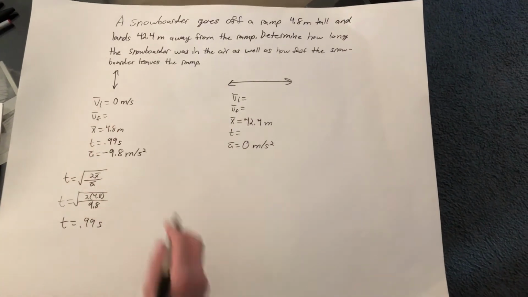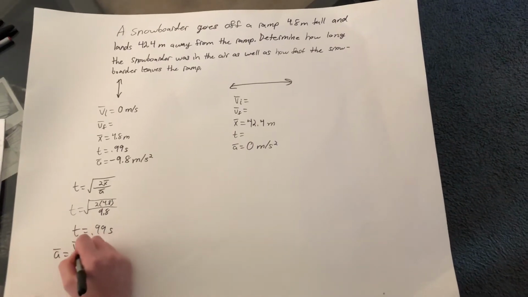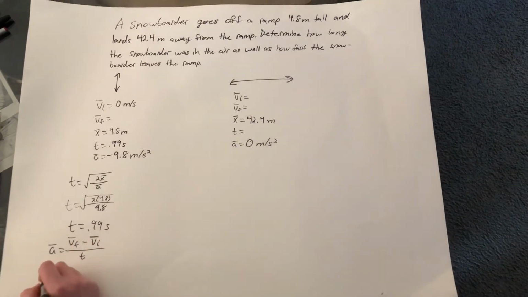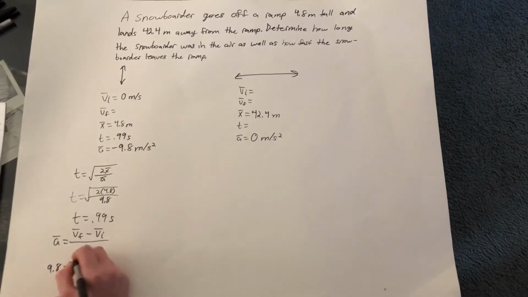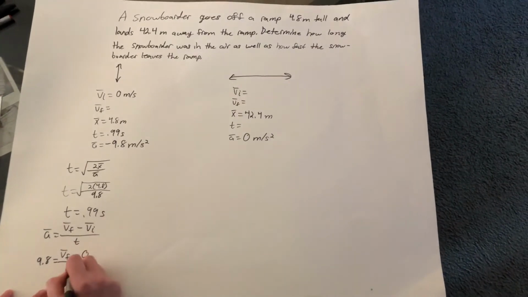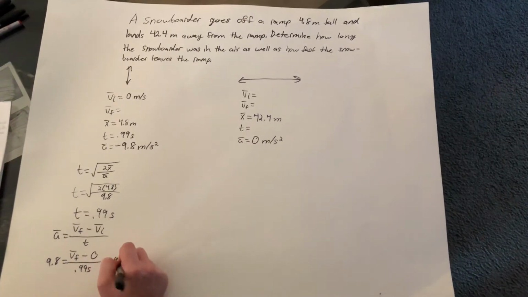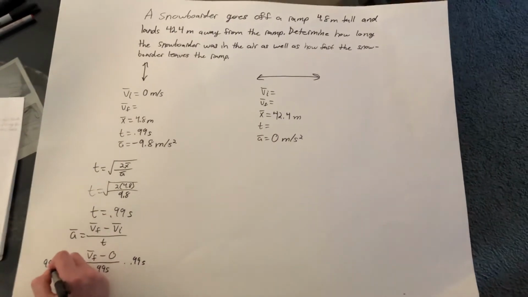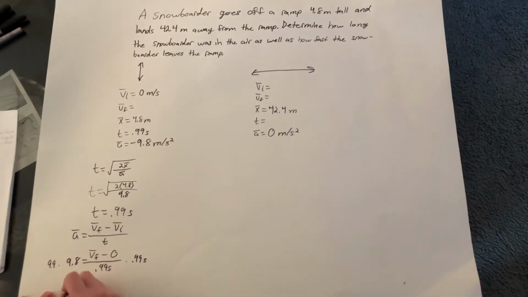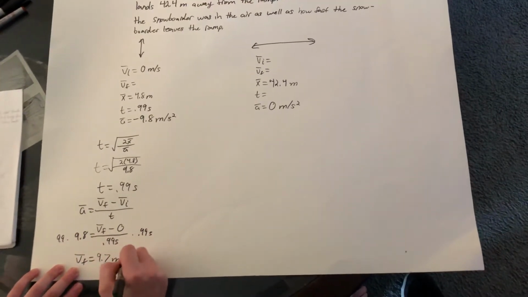Now all that's left on this side to find is the final velocity, so we're going to plug back into the equation: a is equal to final velocity minus the initial velocity over time. We're going to times by the time, bring it over to the other side, times the acceleration, and since the initial velocity is 0, that is gone, and you get final velocity is equal to 9.7 meters per second.